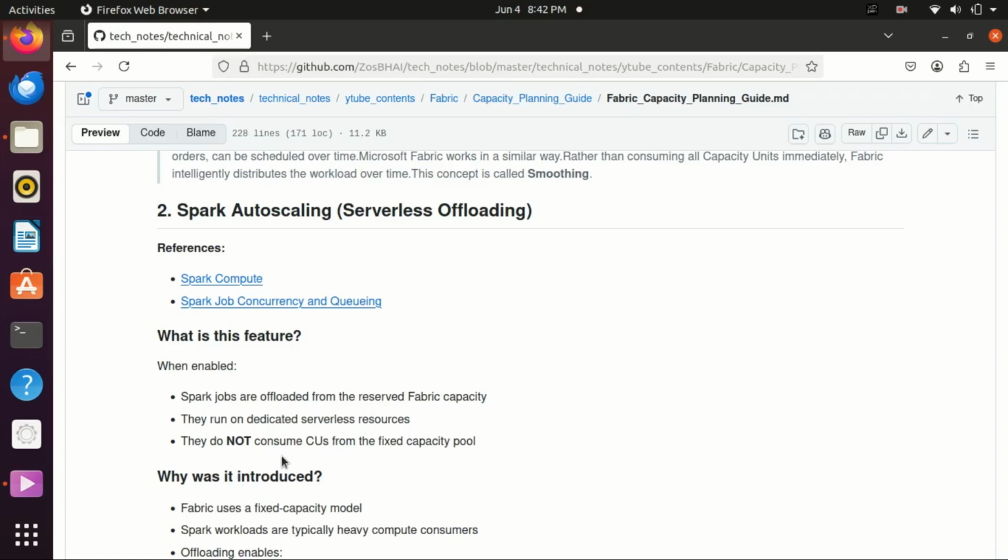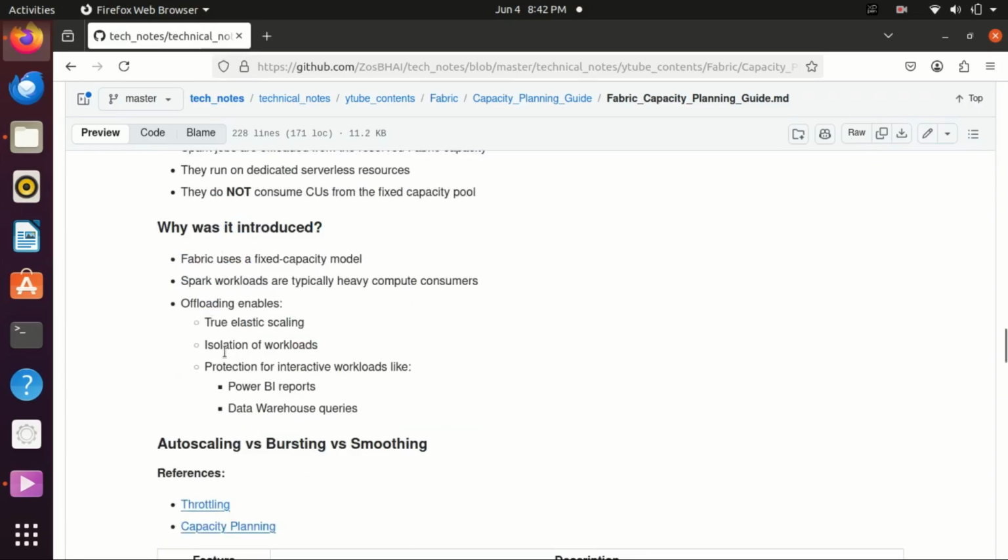Now you might ask, why was this introduced? The reason is simple. Fabric follows a fixed capacity model, and Spark workloads are typically heavy, compute intensive loads. So a large Spark workload can consume significant resources and can affect other workloads running on the same capacity. To solve this problem, Fabric provides Spark autoscaling with serverless offloading.